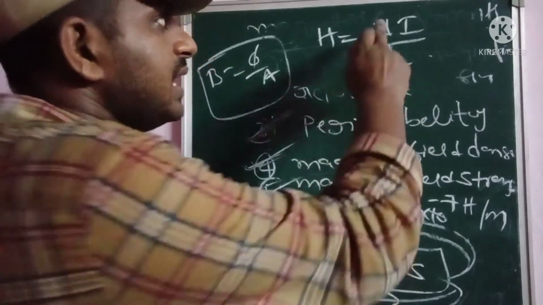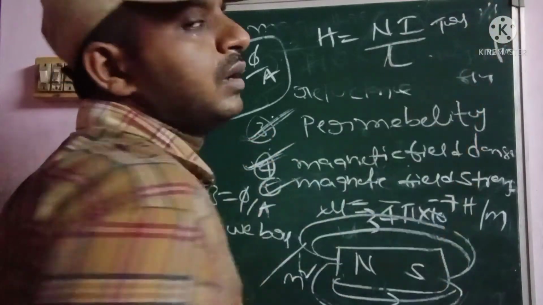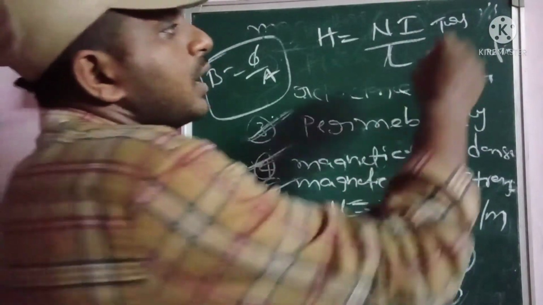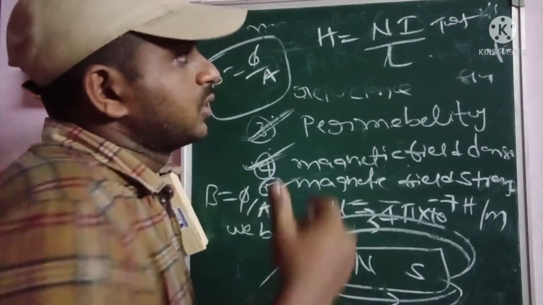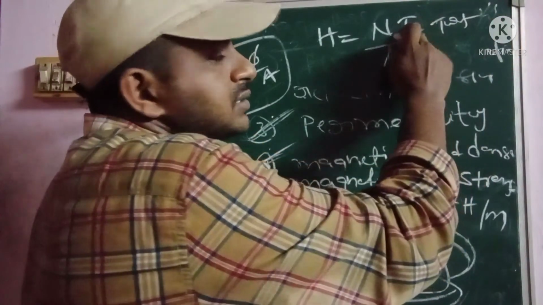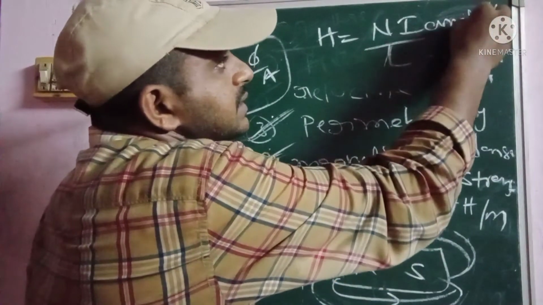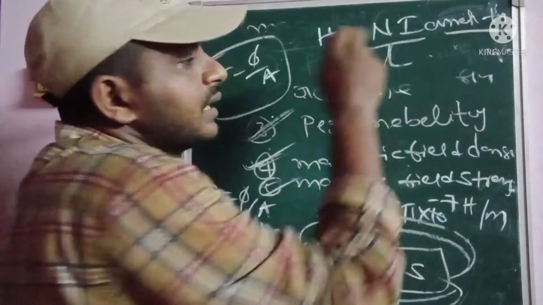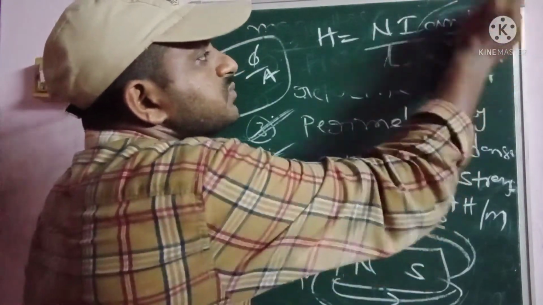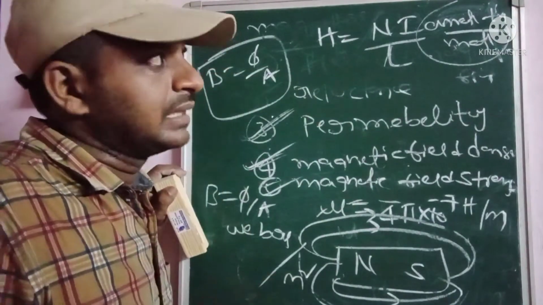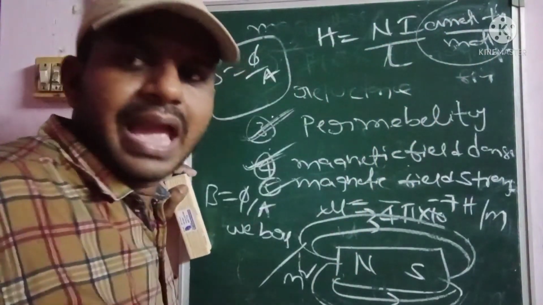Here N is the total number of turns, and I is the total current. The unit of I is amperes, so simply you can call it ampere turns. The length is in terms of meter. So the unit for the magnetic field intensity is given as ampere turns per meter.